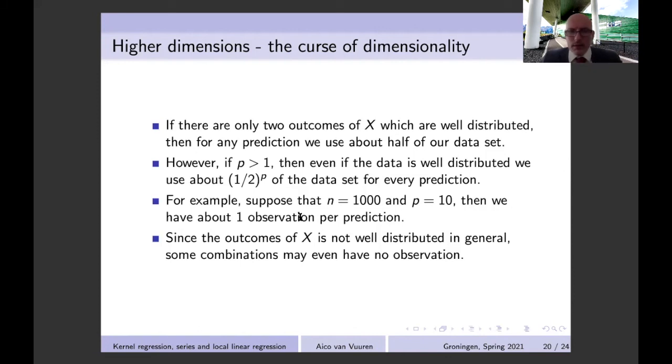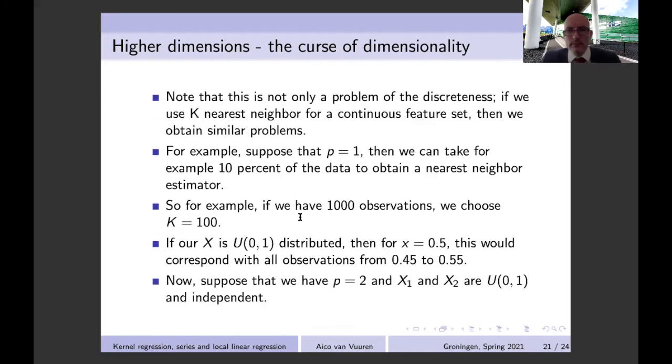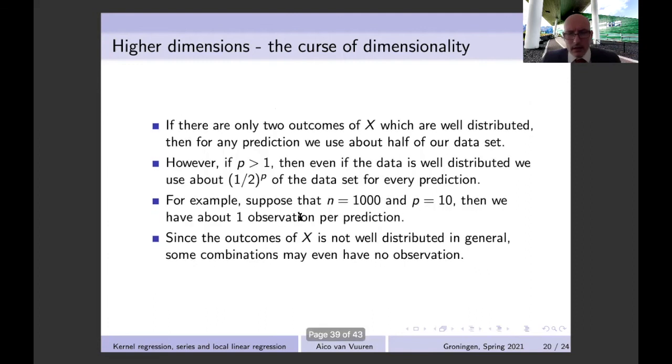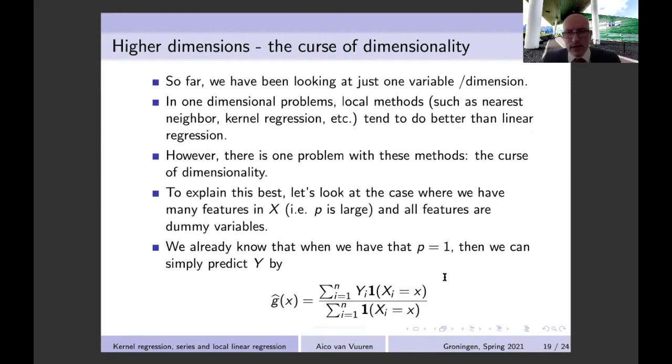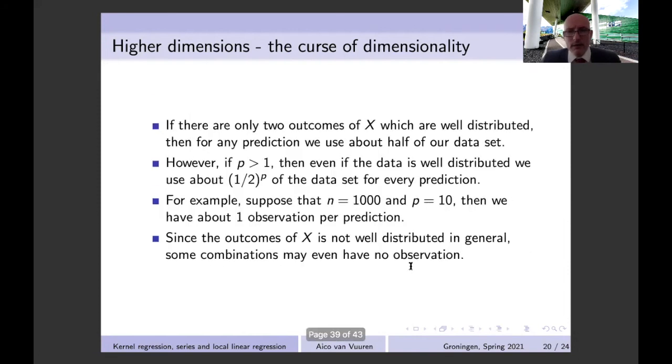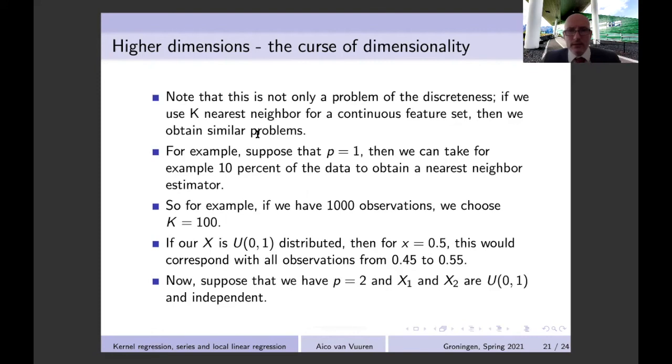Now you might, of course, say that this is only a problem in the discrete case. Well, that's actually not true. The same problems are going to arise in the continuous case. However, in the continuous case, as we already know, we cannot use this estimator that we have over here. We should use another kind of estimator, such as, for example, the k-nearest neighbor estimator that we have already seen before.